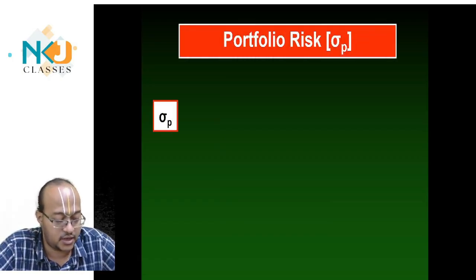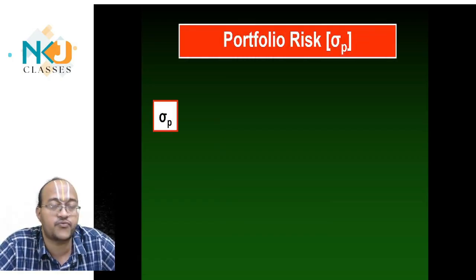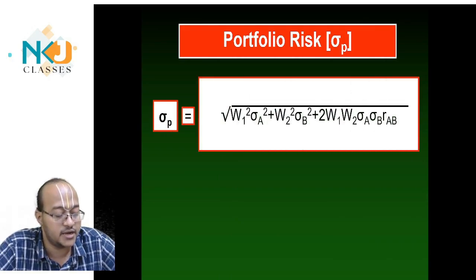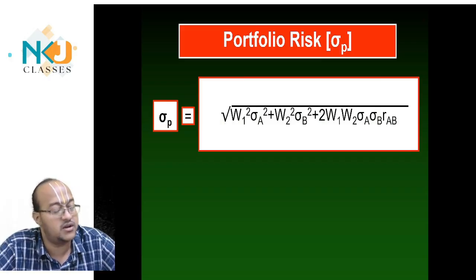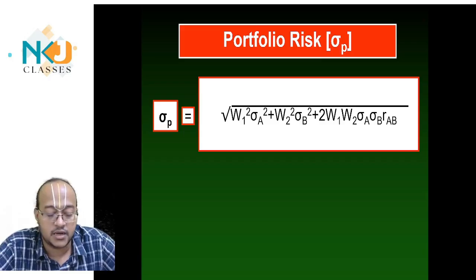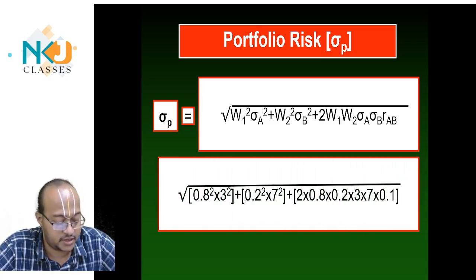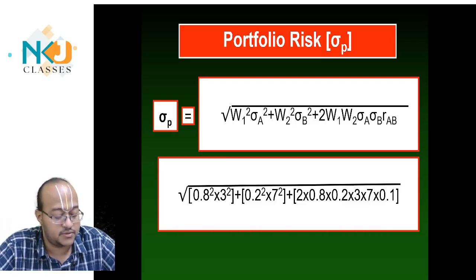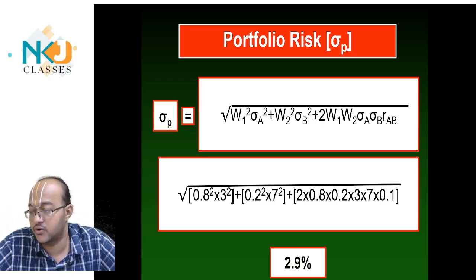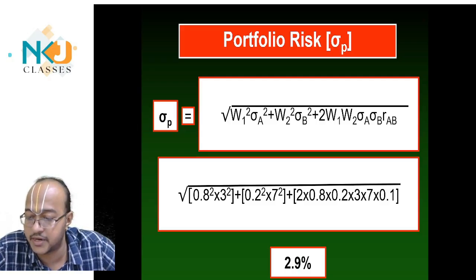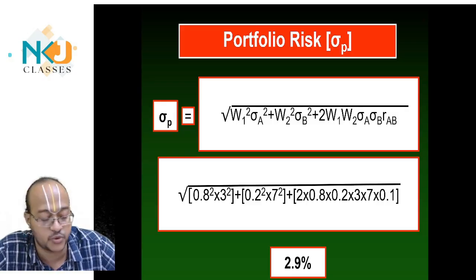Portfolio risk. How to find portfolio risk? The formula for portfolio risk will be the same. It is the square root of W1 square sigma A square plus W2 square sigma B square plus 2 into W1 W2 sigma A sigma B into correlation of R of A and B. You apply the formula and we get it as 2.9%. This is portfolio risk. Part 1 of the question is complete. Part 2 of the question is also computed.